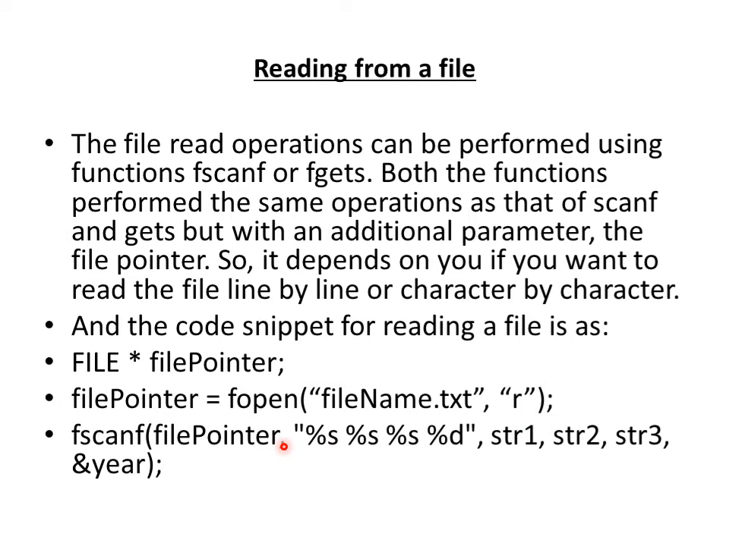fscanf(fptr, %s %s %s %d). These are the control strings. String 1, string 2, string 3 will come under strings, and here the last one is in integer form. Therefore the control string is %d.